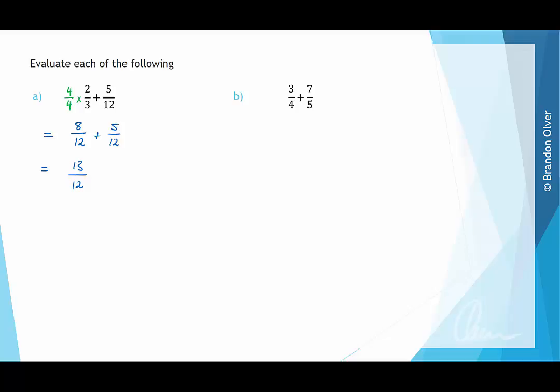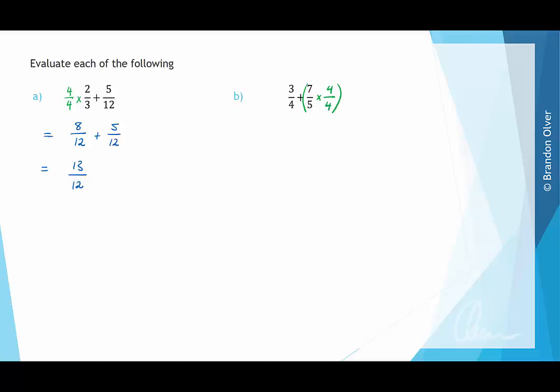For part B, we need to add 3 divided by 4 plus 7 divided by 5. And once again, we need to get a common denominator. So the lowest common denominator that we can get between 4 and 5 is 20. So for the fraction on the right, we can multiply that by 4 over 4.